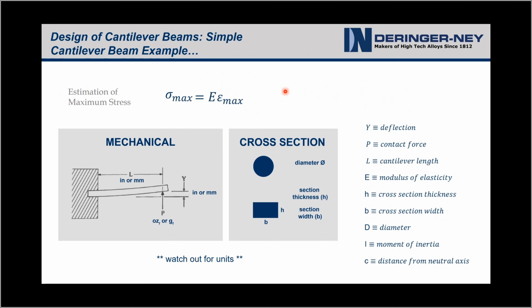So the max stress is simply a function of figuring out your maximum strain and the modulus of the material. Here we're talking about a fiber stress. In this beam, as the beam is deflected, the outside fiber of material is in tension, and we want to understand the relationship of how much strain is in that outside fiber, and then what's the resultant stress.